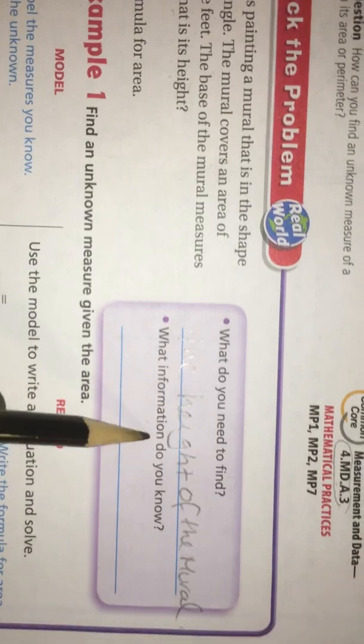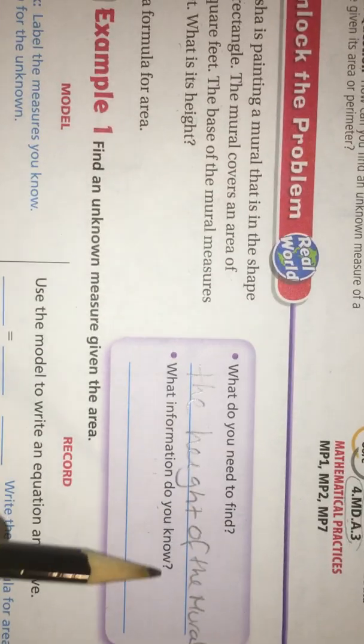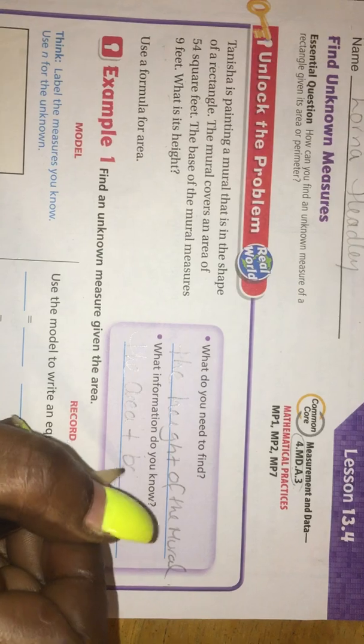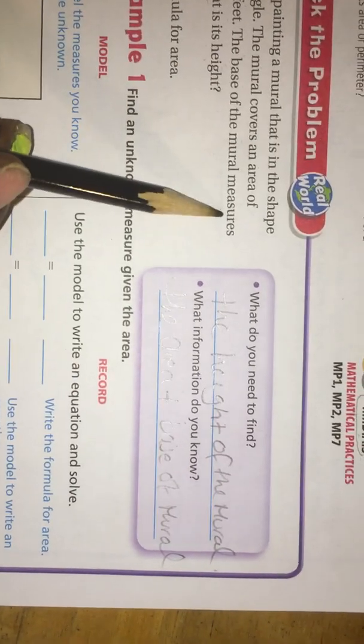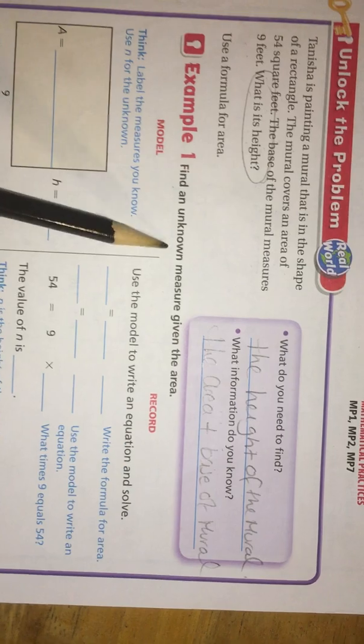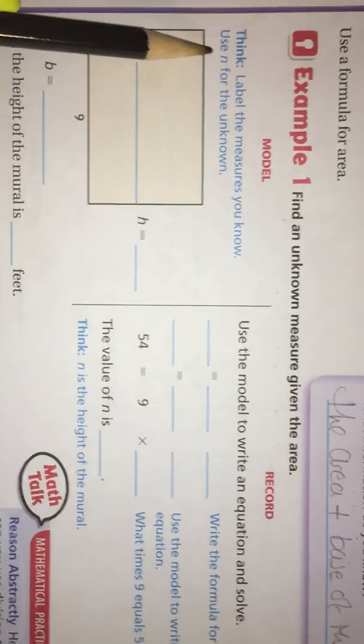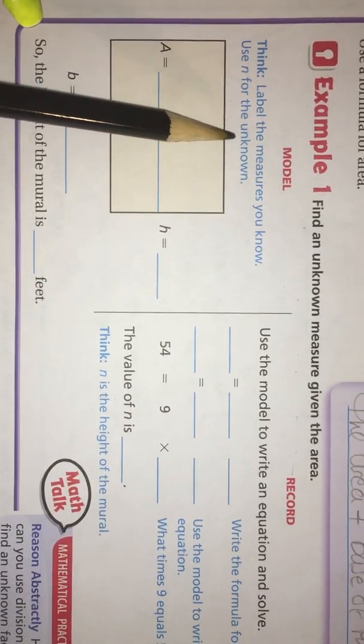What information do you want? The area and base of the mural. Okay. Find the unknown measure. Give the area. Okay, so here's the model. It says think the measure you know, use n for the unknown.